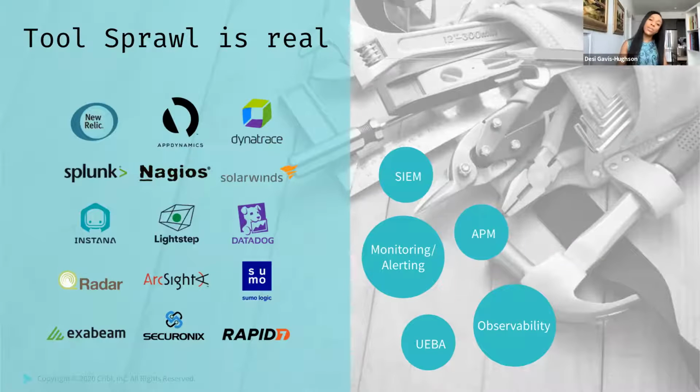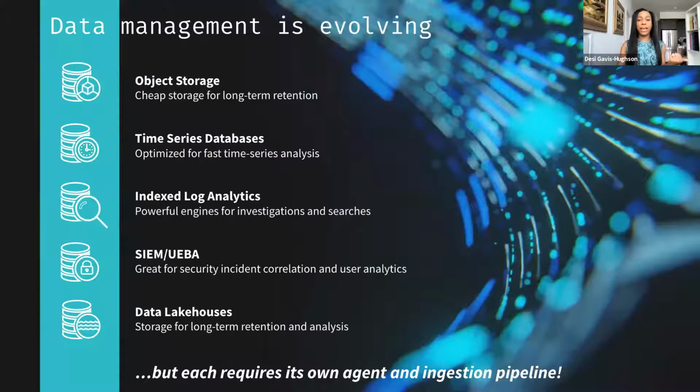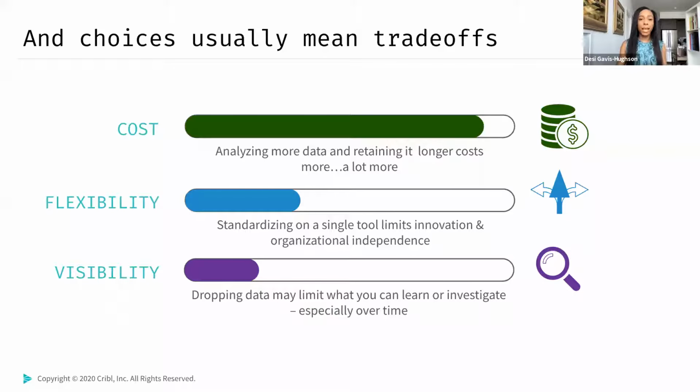And adding each one of those tools is also going to add complexity and hidden costs. So like I mentioned before, environments are getting super complex. You have your object storage, your time series databases, your data lake houses, and each of those is going to have its own agents and its own ingestion pipelines. It gets really tough to manage it all, and it forces enterprises to make some hard choices about which data to send to where. And choices usually mean trade-offs, right?